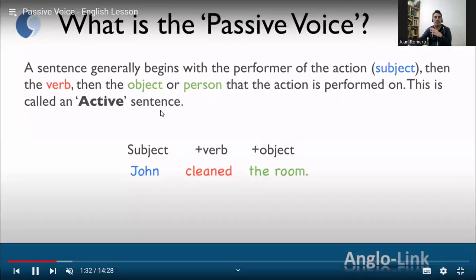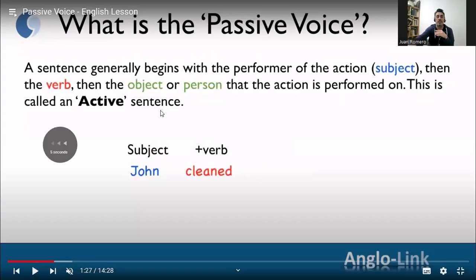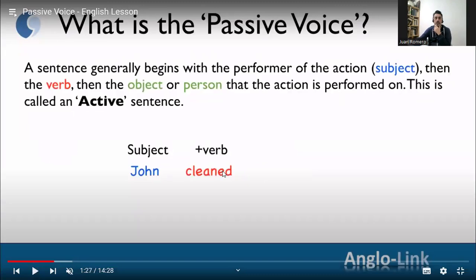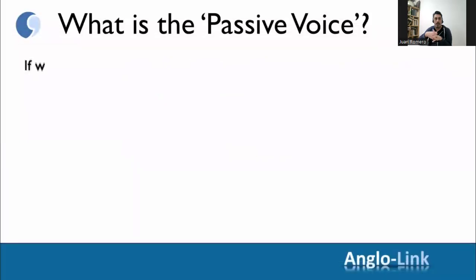Well, here we have this past tense action. So he did this. He cleaned what? The room. So John cleaned the room. John is the subject who did this upon the object, which is the room. Okay, that is a classic active voice sentence.